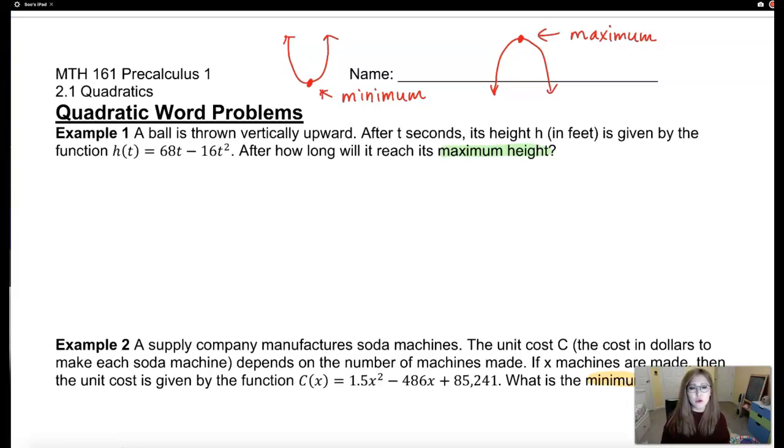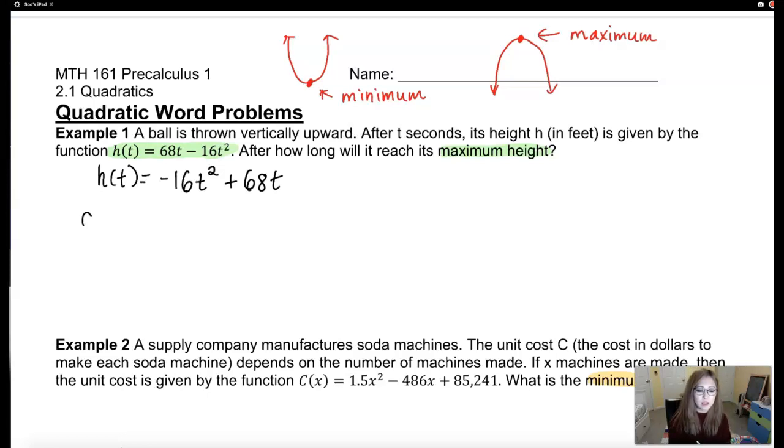A ball is thrown vertically upward. So I'm going to throw a ball upward. After t seconds, its height h in feet is given by the function h of t equals 68t minus 16t squared. I like this function. This is a quadratic, but I would like to rewrite it so that negative 16t squared comes first because that's my quadratic term. And then I'll put my linear term, positive 68t, as a plus 68t.